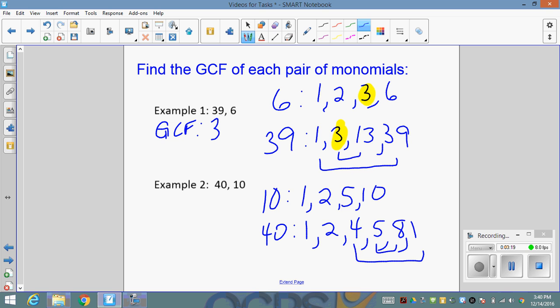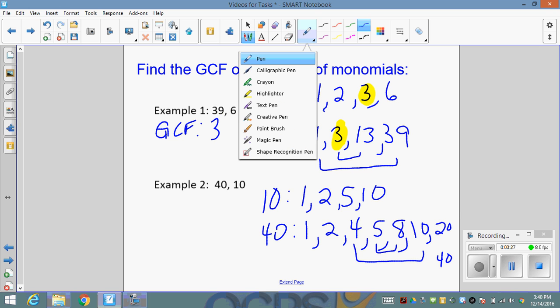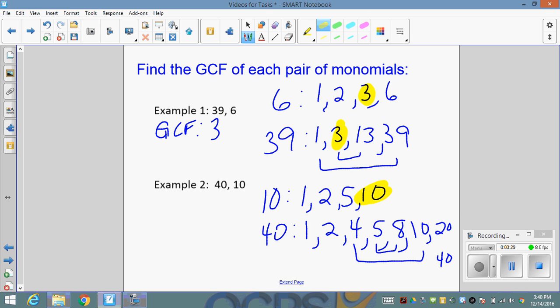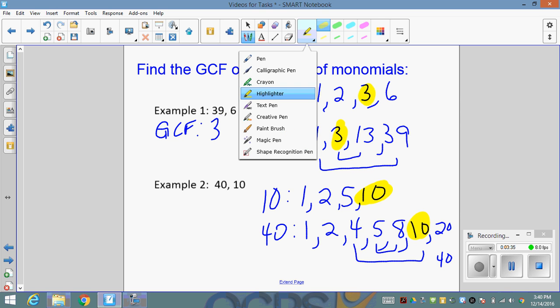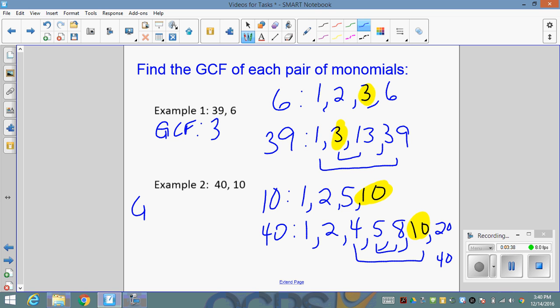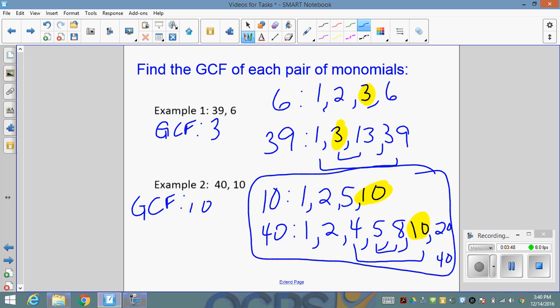So 4 and 10. I'm going to keep going, but I'm going to show you a little trick. 2 and 20, and 1 and 40. Once you get to this 10, you know none of the bigger numbers are going to work. So my GCF here is 10. Now if you looked at that and said, well, 10 goes into 40, so 10 is my greatest common factor, that's fine too. You don't have to show me all of this.